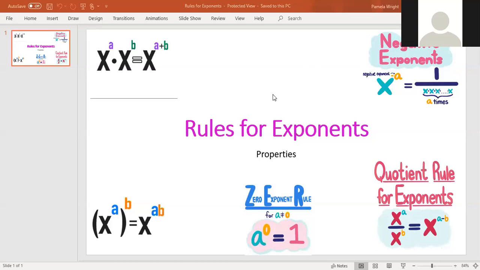Okay, so we're going to begin the section on 10.1, and we're going to highlight and talk about the rules of exponents. Here, I have a shot of all the rules of exponents that we will discuss. The first one is the product rule, so we're going to begin looking at the product rule.